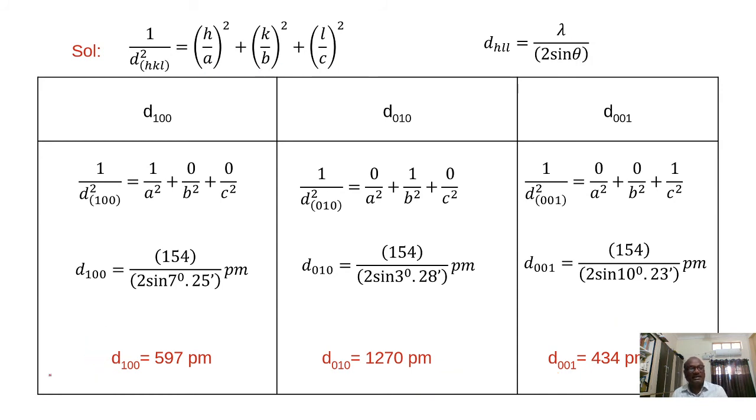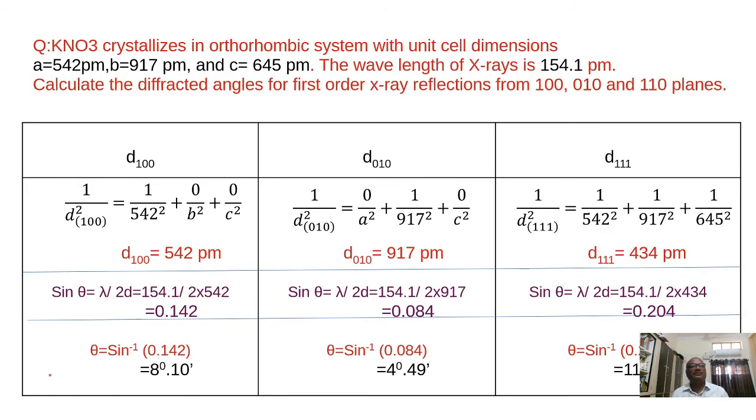In order to calculate A, you have to calculate the D100. In order to calculate B, you have to see D010. In order to calculate C, you have to see D001. Next, another problem you can see here.